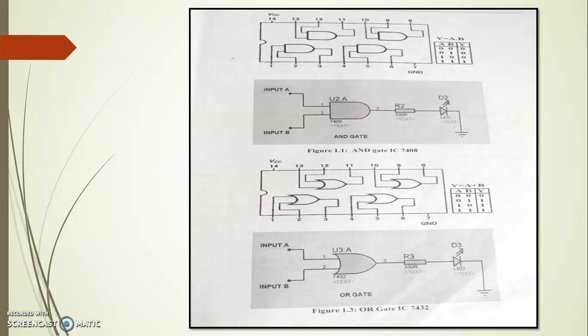That means 0, 0, 1, 1 and 0, 1, 0, 1: 0 plus 0 is 0, 0 plus 1 is 1, 1 plus 0 is 1, 1 plus 1 is 1. Now you can see that there are two inputs A and B in the circuit diagram. That is the OR gate IC circuit diagram of 7432. So you will get an output 0, 1, 1, 1.